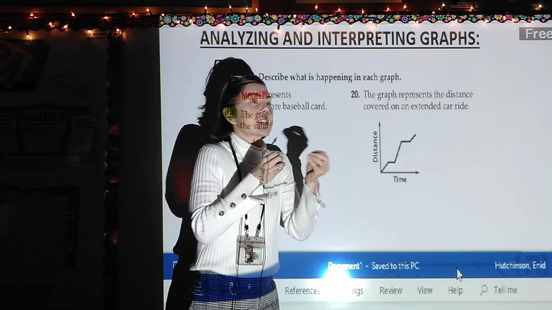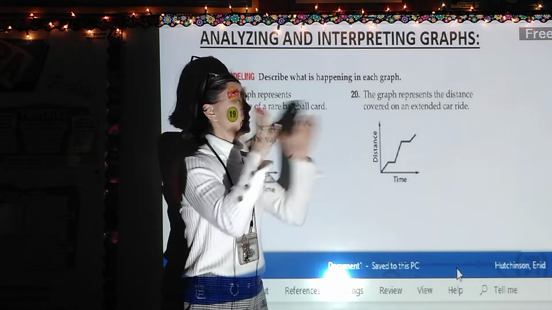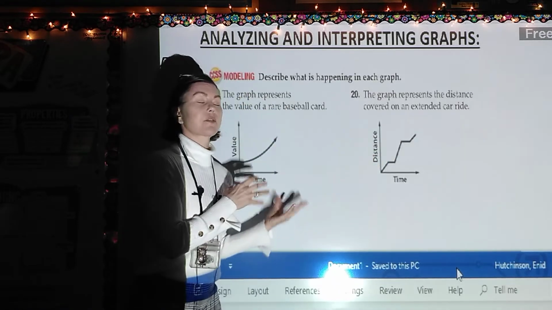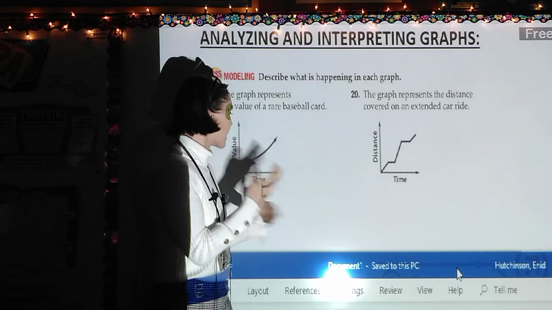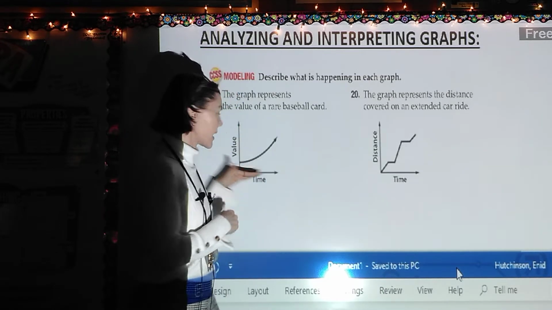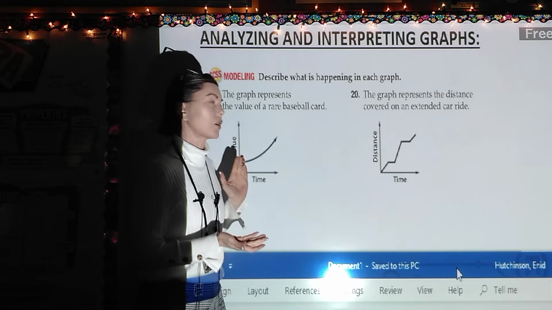And it makes sense. I apologize. Sorry about that. Describe what is happening in the graph. Describe what you see. Make sense of what you see, okay, based on what's happening in the graph and then the information on the horizontal and vertical line in the graph.